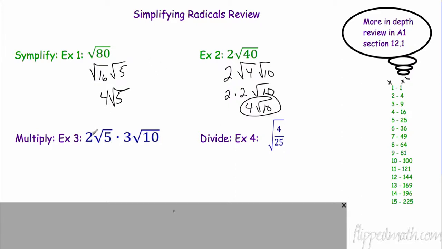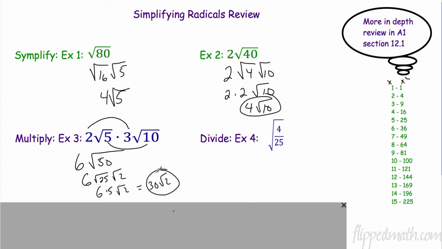So now let's do multiplying and dividing. When we multiply, if it's outside, you multiply with what's outside. 2 times 3 is 6. If it's inside, we multiply it on the inside. 5 times 10 is 50. And of course, if you can simplify that, you definitely need to simplify it. And 50 comes over here. 49, no, 25. So this is the square root of 25 times the square root of 2, because 25 times 2 is 50. Square root of 25 is 5, so 6 times 5 radical 2, that's 30 radical 2.